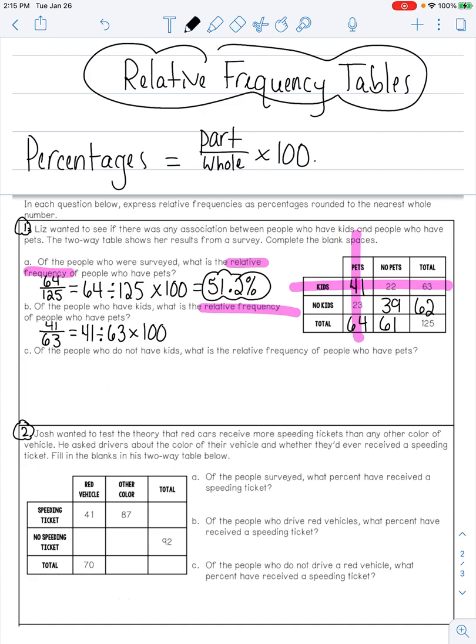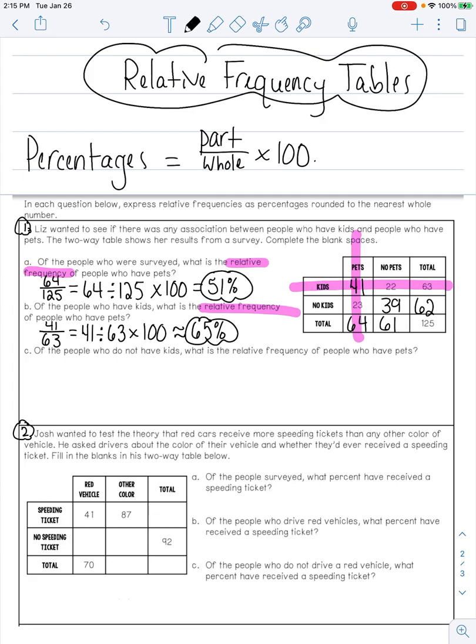Which I didn't do in the last one. I'll fix that in just a minute. So you get 65.079... So that's about 65%. So about 65% of the people who have kids had pets. And just to fix what I didn't do earlier, 51.2% rounded to the nearest whole number is 51%.